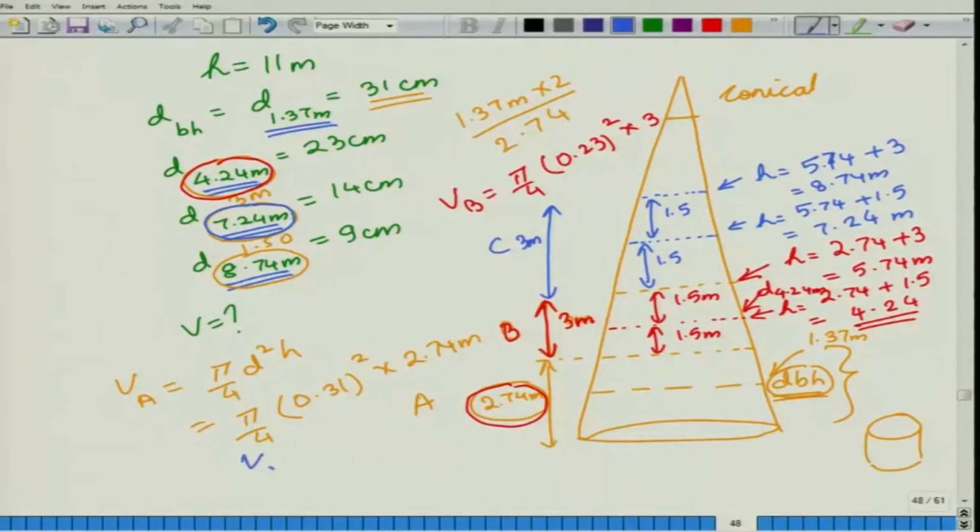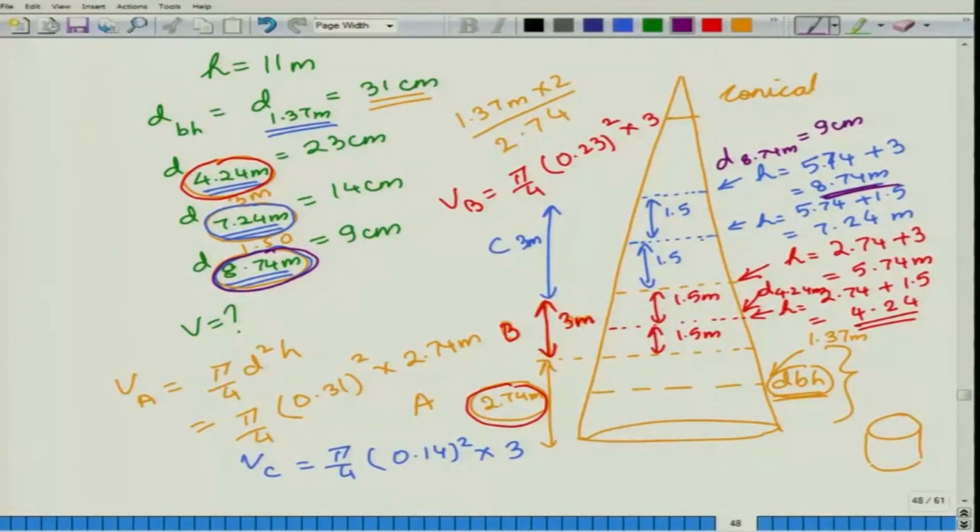Now, to calculate the volume of section C, it would be pi by 4 into d square, where d here is 0.14 square into 3. So, we can calculate this height. Now, at this particular point we have a height of 8.74 and this height is given here. Let us now use another color for it. This height is given here as 8.74, and we have also measured the diameter at this point. So, diameter at 8.74 meters is equal to 9 centimeters.